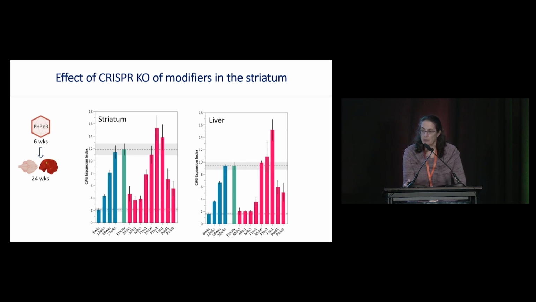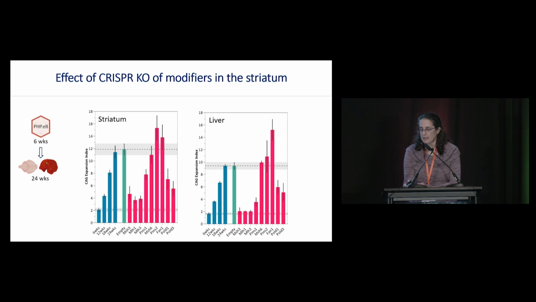And then the other thing, of course, is what about the brain? So we are expanding this now to doing some work in the brain, and this shows a number of the genes. We deliver with PHP-EB, which crosses the blood-brain barrier, and this also goes to the liver, so we can look in the same mice in the striatum and the liver. And we see pretty parallel effects of modification in the striatum and liver.